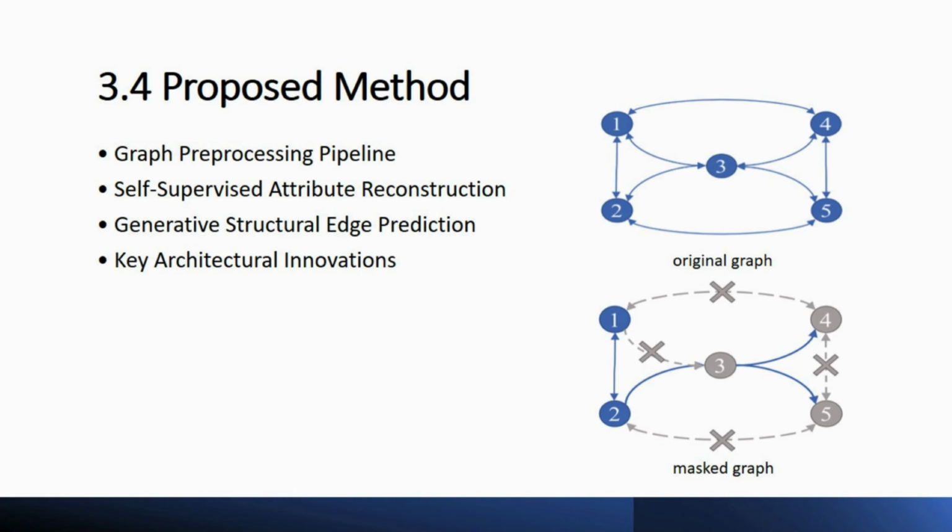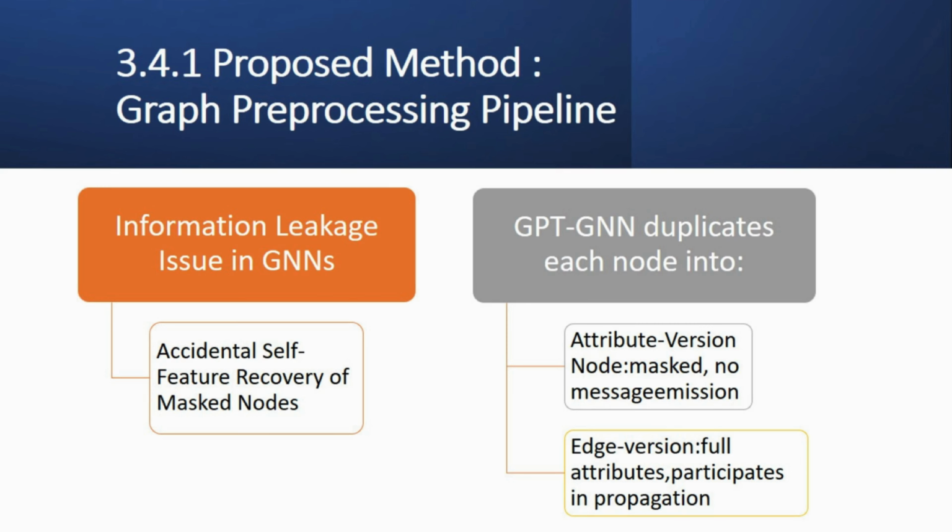Third, it conducts generative structural edge prediction with a contrastive scoring mechanism. Together with architectural innovations, these components allow GPT-GNN to jointly learn attribute patterns and structural dependencies from unlabeled graphs. In the preprocessing pipeline, GPT-GNN uses node separation to avoid information leakage during pre-training.